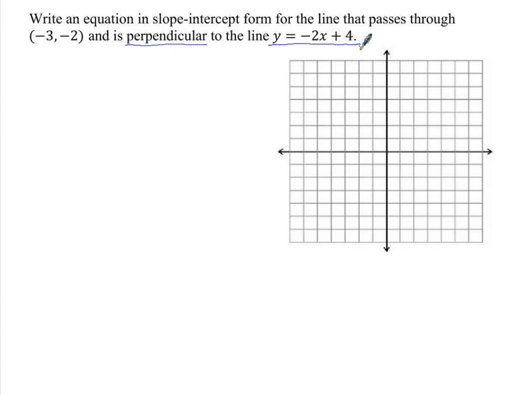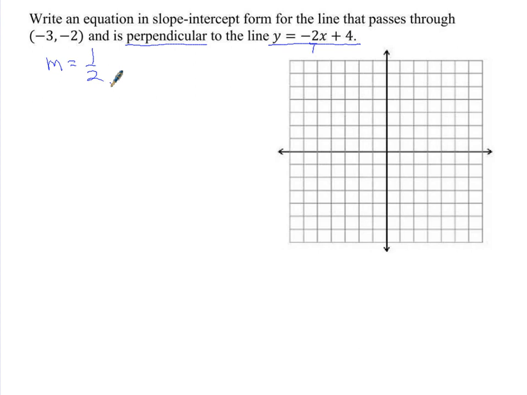Okay? Which means that I need to look at the equation that I'm given, find the slope. What is the slope here? It's negative 2. Now to write my slope, I need to change the sign and flip the fraction. So it becomes positive. It was negative, it's now positive. It was 2 over 1, it's now 1 over 2. There's my new slope.